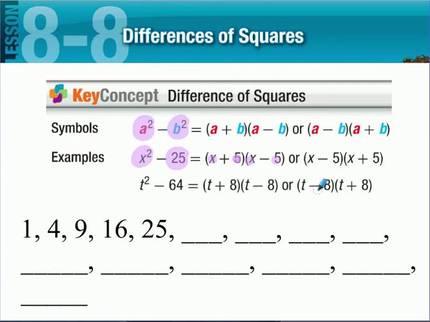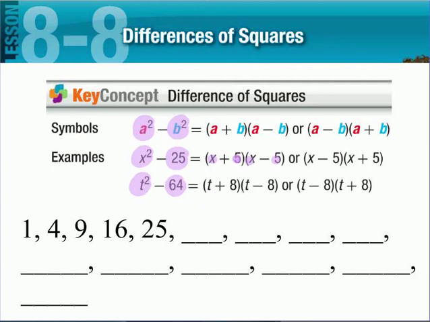Now notice I could write it the other way. I could put a minus first and a plus second. It doesn't matter, just as long as one is minus and one is plus. It'll also work in this case: t squared minus 64. t is our first term squared, 8 is our second term squared, one is plus, one is minus.